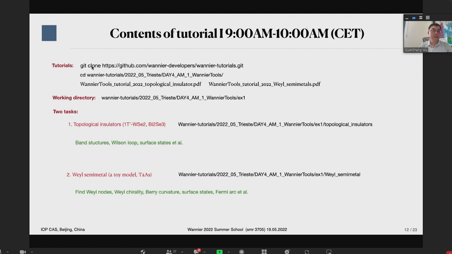If you didn't download the WannierTools tutorial, you can just use git clone. You copy this one and go into this directory and read these two PDFs, and there are two tasks for the first session. The first one is topological insulators. You need to learn how to plot the band structure, calculate the Wilson loop, and study the surface state. And for the Weyl metal, you need to first find the Weyl nodes and the Weyl chirality, and then calculate the Berry curvature, surface state, and Fermi arc. Yeah. Okay. Any questions?